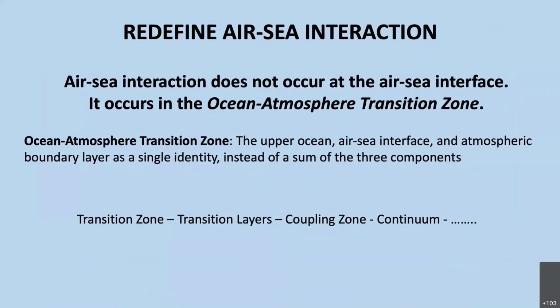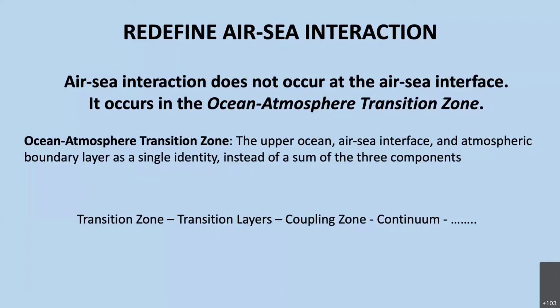At the current stage, when we mention Earth interaction, our thinking immediately zooms into the sea surface, right? But this workshop has repeatedly called our attention to the upper ocean and the atmosphere boundary layer. So Earth interaction should not be defined at the air-sea interface. It should be defined through the entire ocean-atmosphere transition zone. That is the upper ocean, air-sea interface, and atmosphere boundary layer as a single entity, not as a sum of the three components. What do you call it? You can call it transition zone, transition layers, coupling zone, continuum, whatever, it does not matter. The essence is we have to put the atmosphere boundary layer and upper ocean together and think that's where Earth interaction takes place.